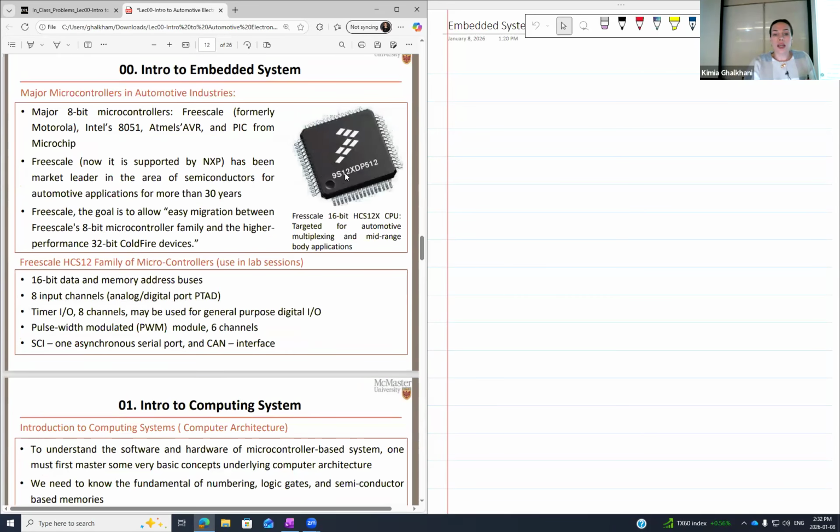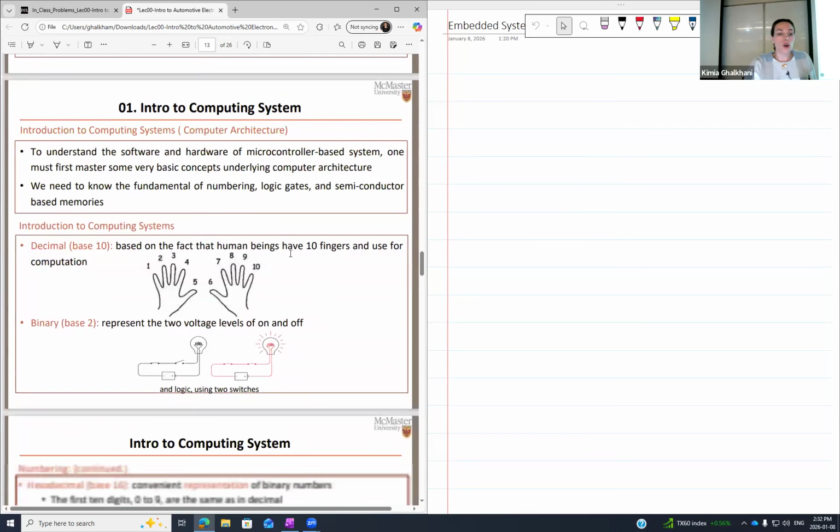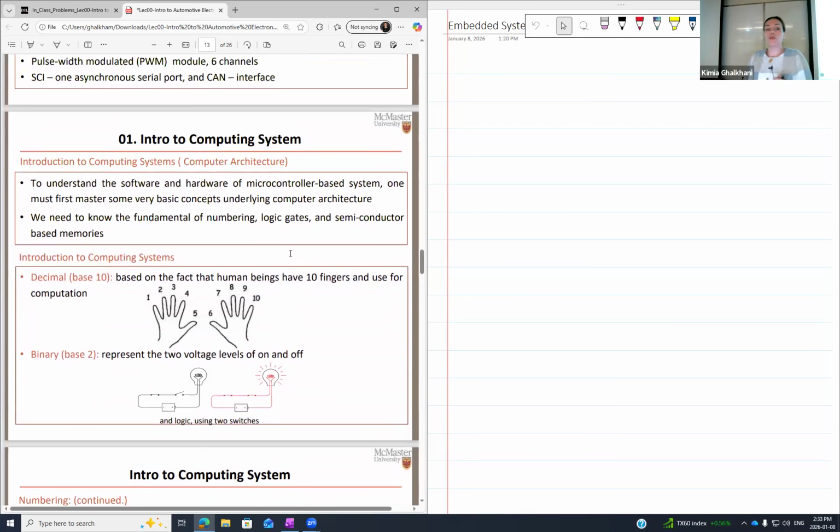Now this is the HCS12 family, and we are going to learn about the computing system. Before everything, for the computing system, we need to understand some basic information. The first part is about the software. Software means whatever is inside the computer. A computer has RAM, input and output, which has been introduced to you maybe from day one in engineering school. So you are familiar with that.